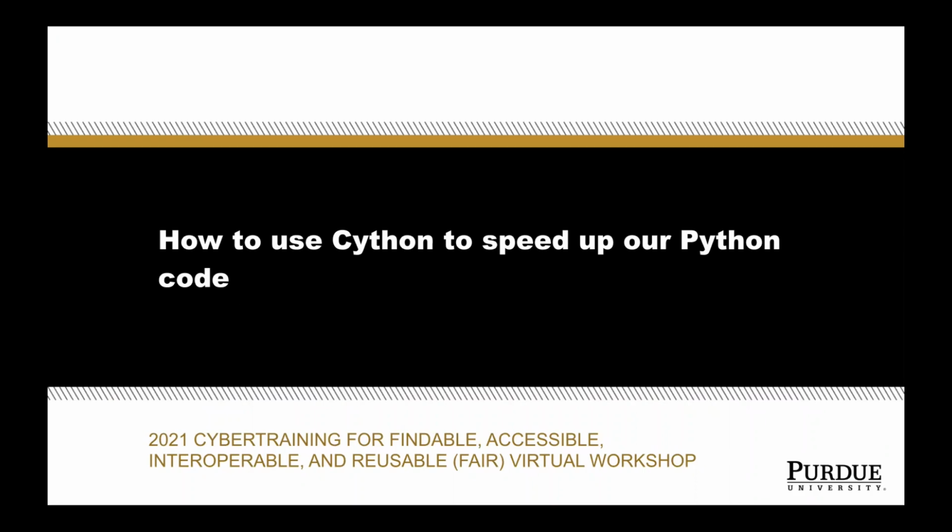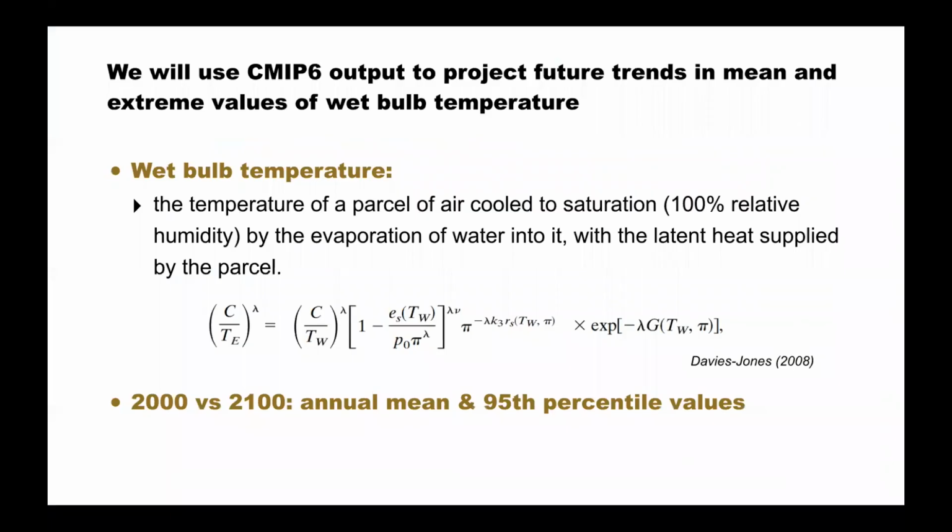In this video, we are going to talk about how to use Cython to speed up our Python code. Our application case will be using CMIP6 output to project future trends in mean and extreme values of wet bulb temperature. Wet bulb temperature, by definition, is the temperature of a parcel of air cooled to saturation by the evaporation of water into it, with the latent heat supplied by the parcel only.